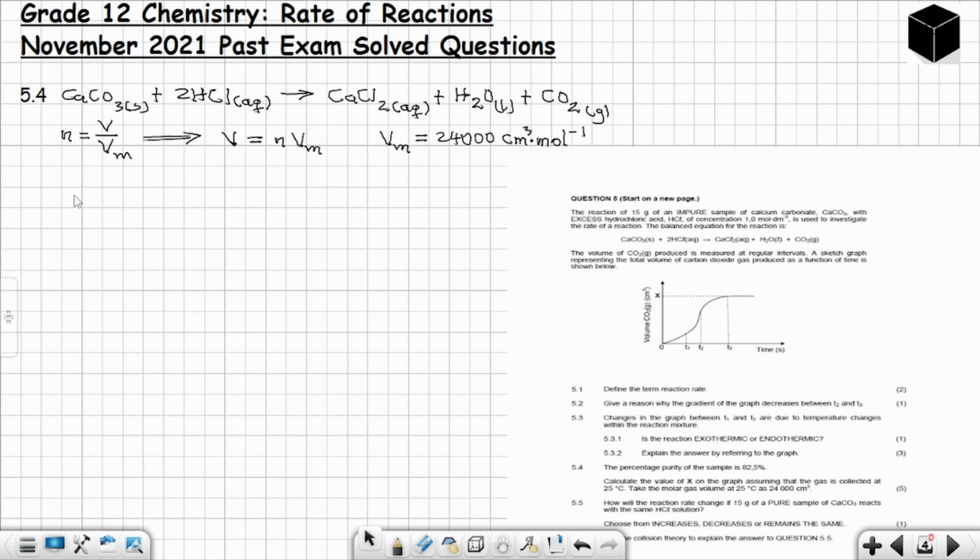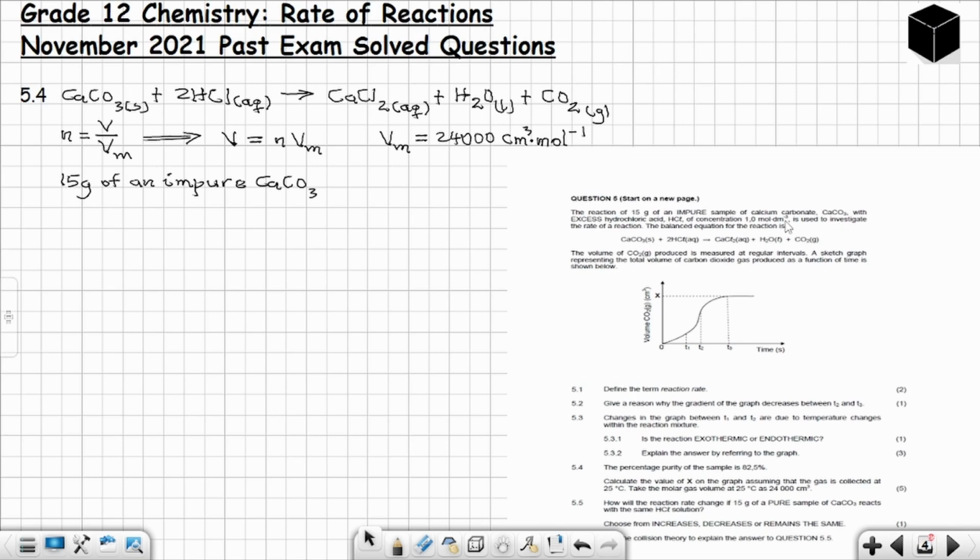Let's see that. So you have 15 grams of an impure calcium carbonate. And when you read the question, you can see the percentage purity of the sample is 82.5%. Can you see that? So 82.5% will be calcium carbonate. So not the whole 15 grams is calcium carbonate. 15 grams is for an impure sample of calcium carbonate. Impure means that you have some particles or some dirt which are not calcium carbonate. So for you to find the number of moles of calcium carbonate, you are going to use only the mass of calcium carbonate, not the impure calcium carbonate.